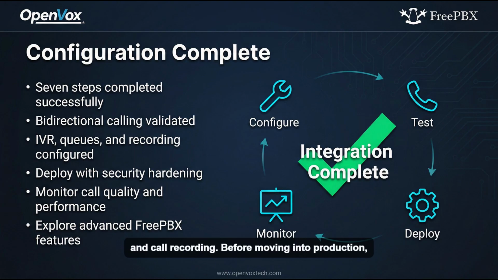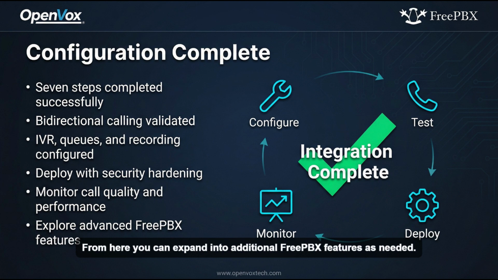Before moving into production, apply security hardening appropriate to your environment. Then monitor call quality and performance using logs and CDRs. From here, you can expand into additional FreePBX features as needed.